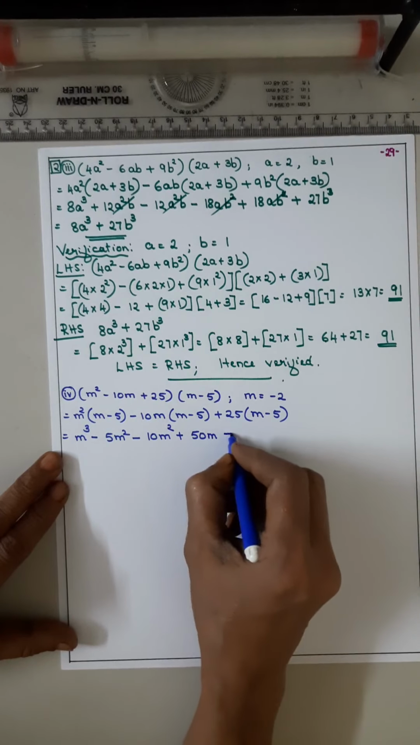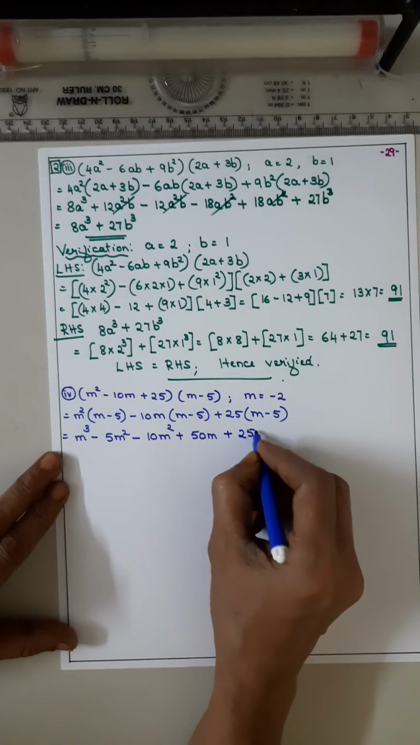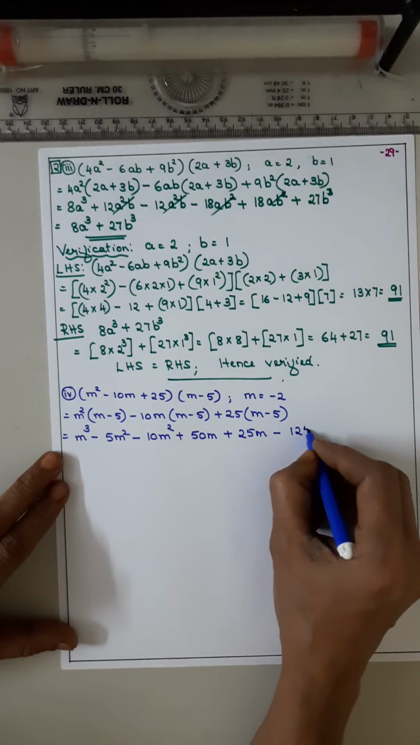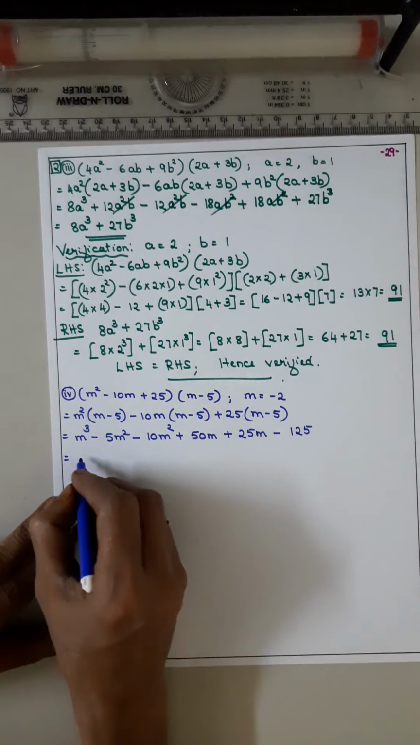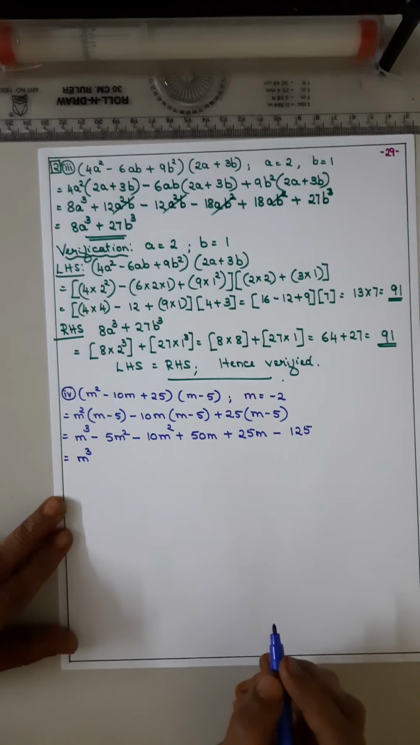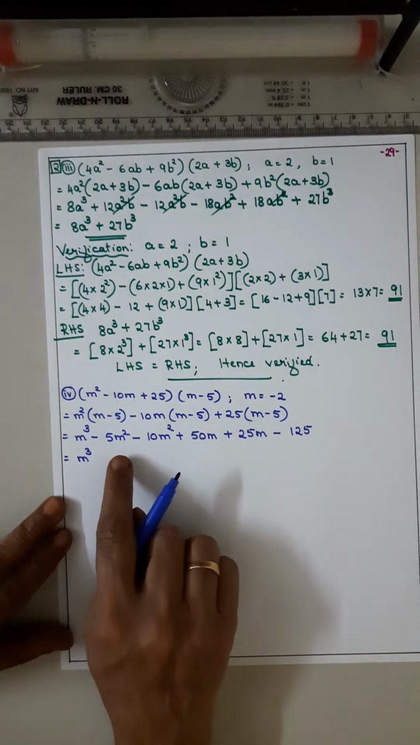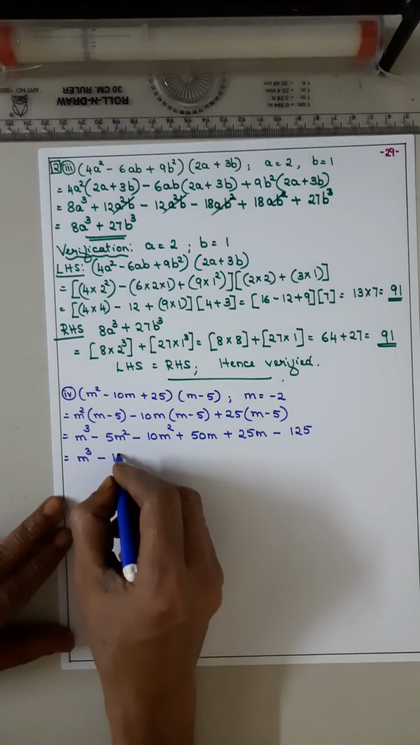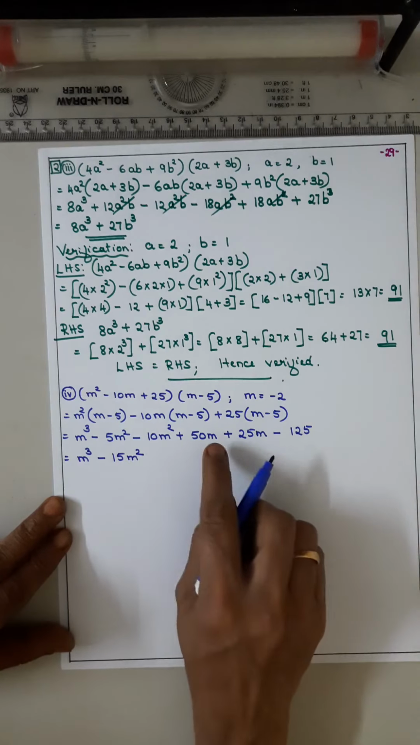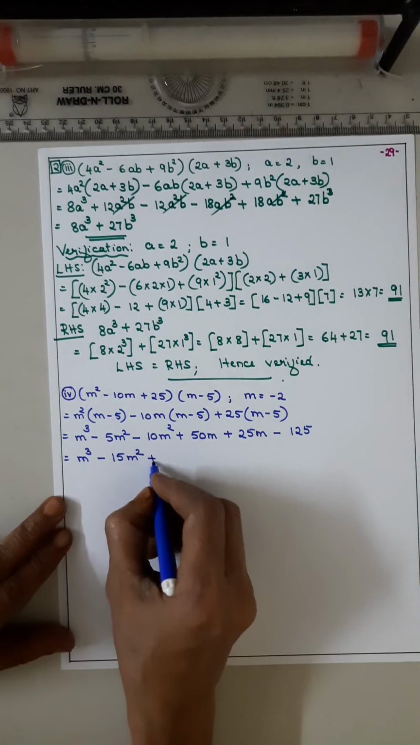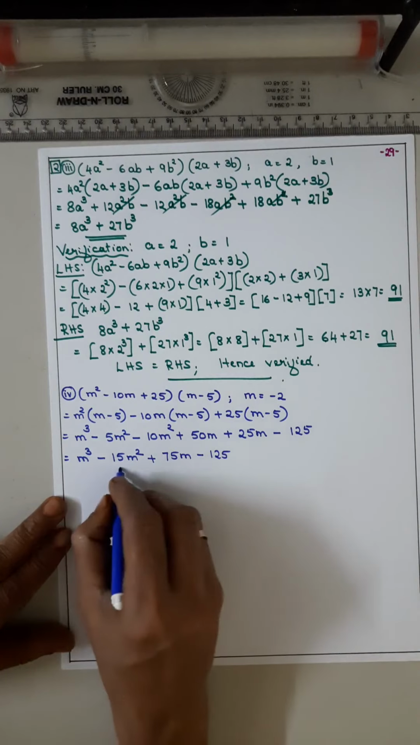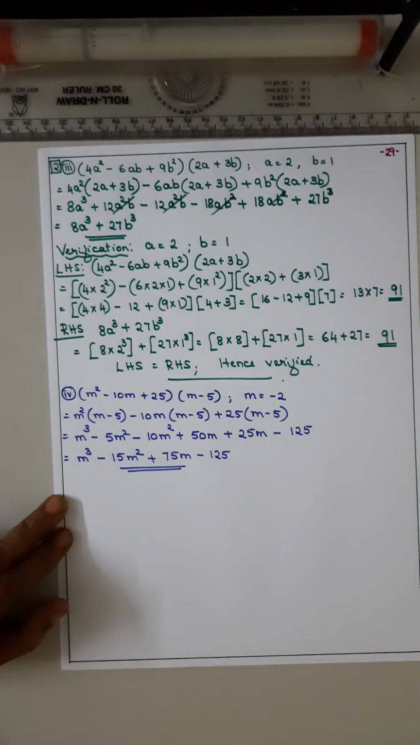Now plus plus plus 25m, plus minus minus 25 fives are 125. Now this is m cube, nothing is there, only 1. Now m squared minus 5 minus 10, that is minus 15 m squared, plus 50 plus 25, 75m, minus 125. This is the answer.